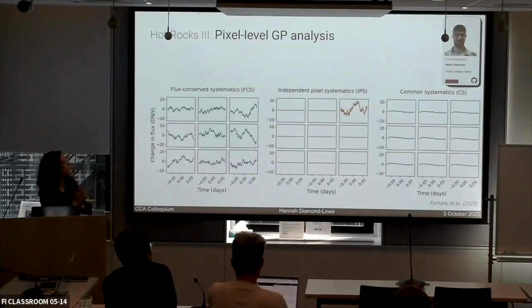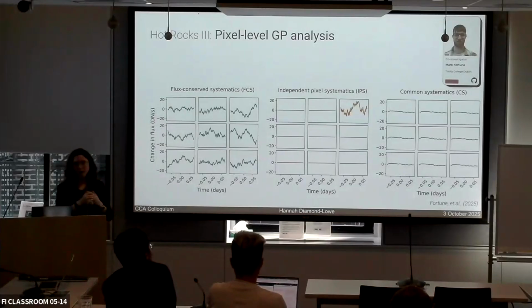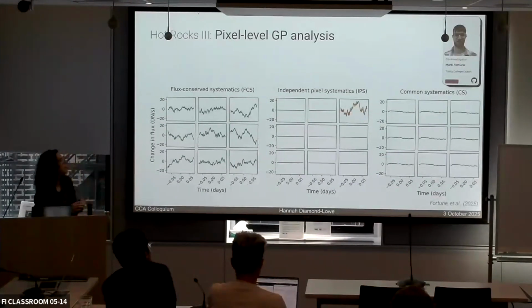This is one by Mark Fortune. And this is to highlight what we're developing on the data analysis side. Mark actually went to the pixel level to try to detrend and analyze this data. While I just drew a circle around and summed up all the flux, Mark had this idea to reduce the data on a pixel level light curve basis.